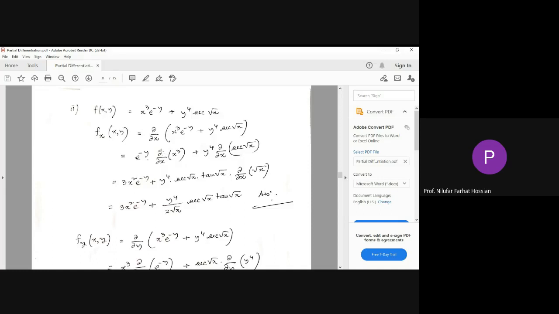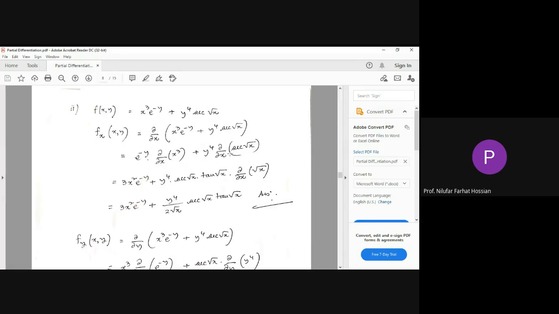We could have written it like d dx of x cube. Will marks be deducted for this problem? I'm not sure, but please try to write it properly. If you want to write it properly, it should be like this: d dx of x cube.